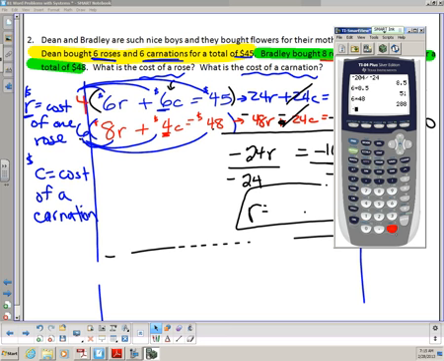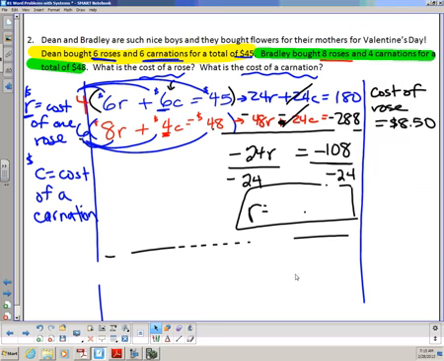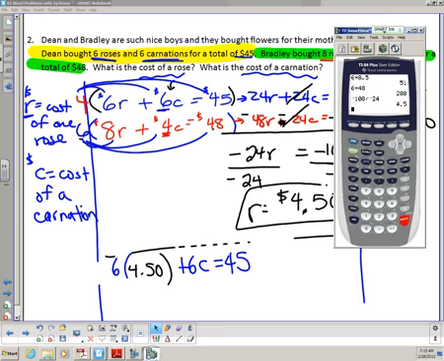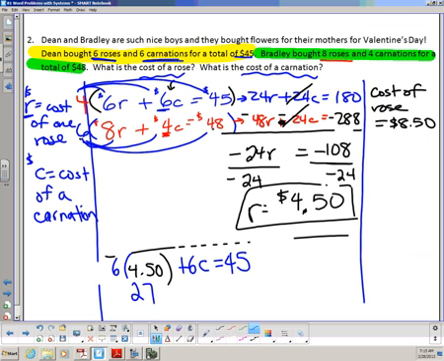Let's try this. Negative 108 divided by negative 24 gives us 4.50 for a rose, which is much more reasonable anyway. And now we'll get the cost of a carnation. So sorry about that. 6 times 4.50 plus 6C is 45. So 6 times 4.50, a lot more reasonable, equals 27. So 27 plus 6C is 45.